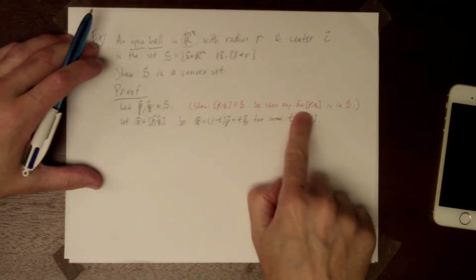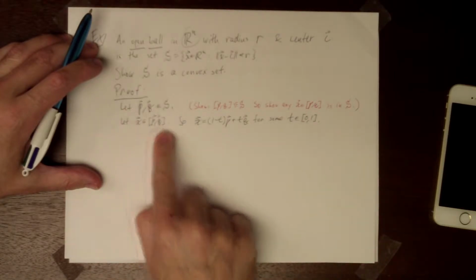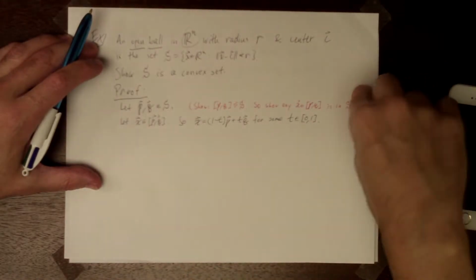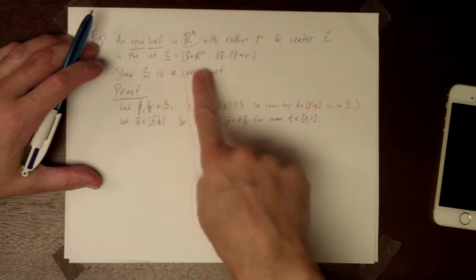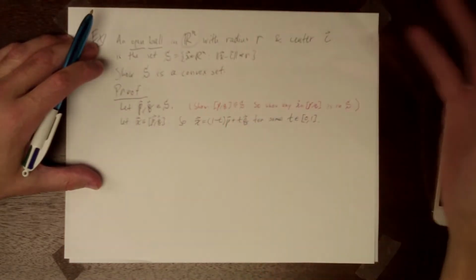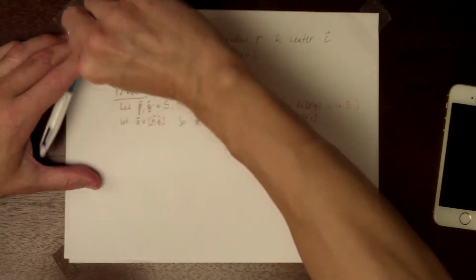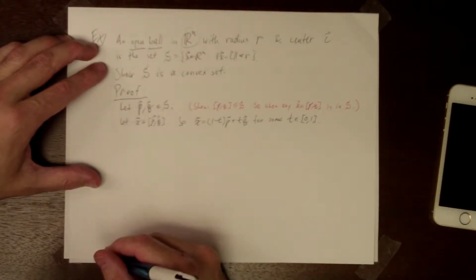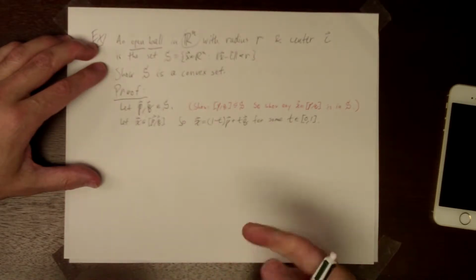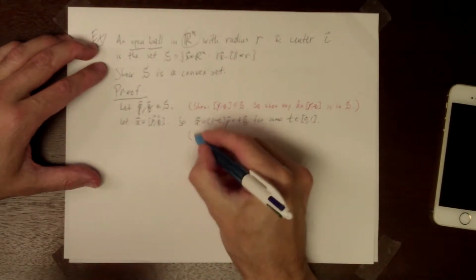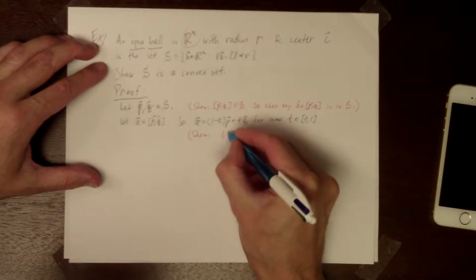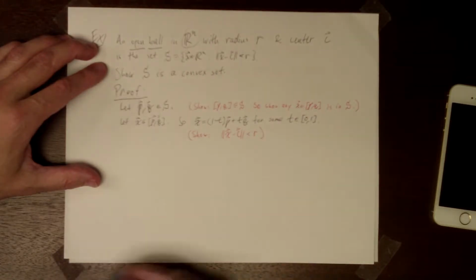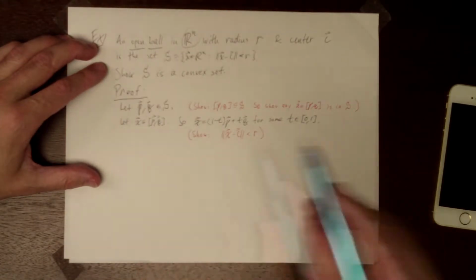So we have to show that this X, which is in this segment P to Q, and therefore has this form, is in S. What is S? S is anything in R^n whose distance from C is less than R. All right. So we just need to show that the distance between X and C is less than R. That's what it takes to show that X is in S.